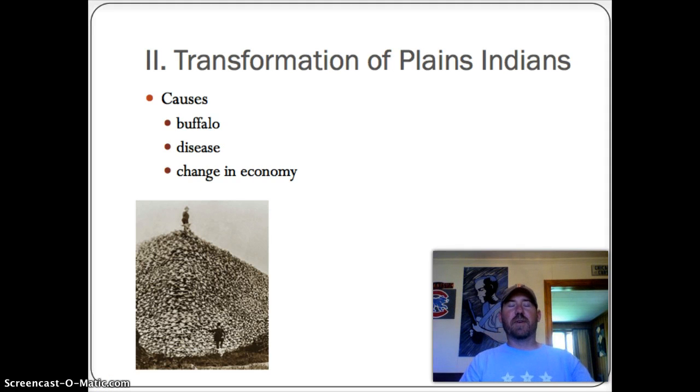There's also a couple more factors that play into this. Number one is the disease that are introduced into the Native American population due to the expansion of American settlers, and also just the general change in the economy that happens as this railroad comes through. You begin to see the growth of towns, more and more people coming in, and the exploitation or the taking of natural resources from the west and things like that.